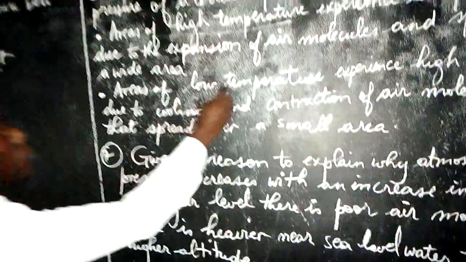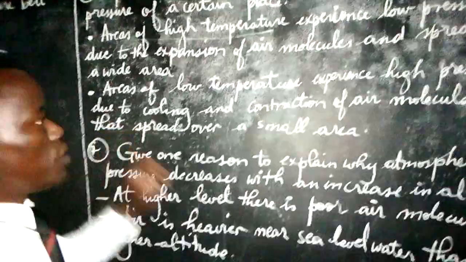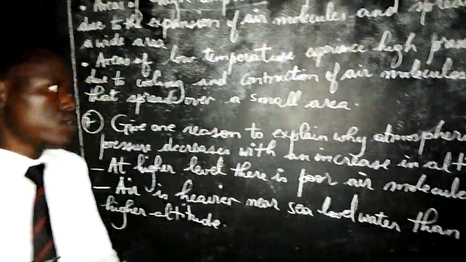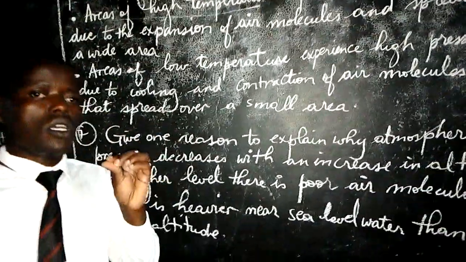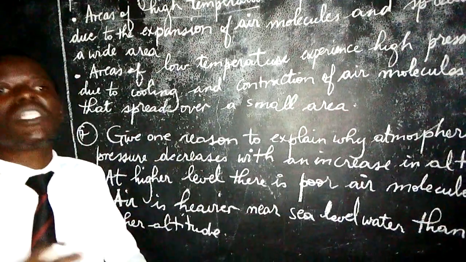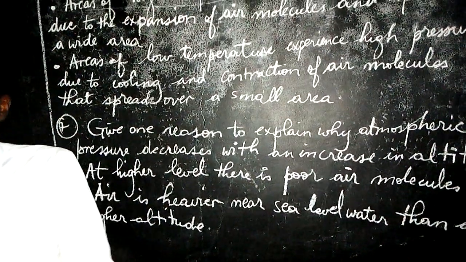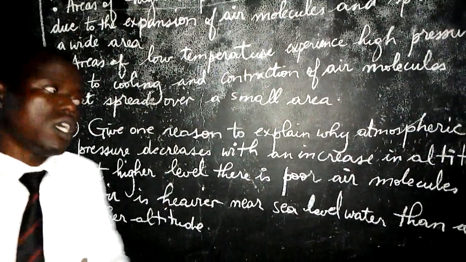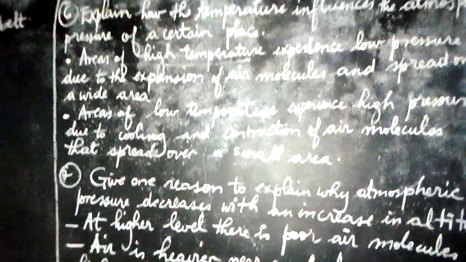Next, areas of low temperature experience high pressure due to cooling and contraction of air molecules. Meaning that when the air cools and contracts, it becomes heavy. And that's why it eventually has high pressure. I think this question is very easy and clear to understand.